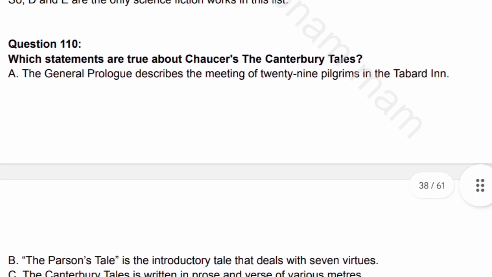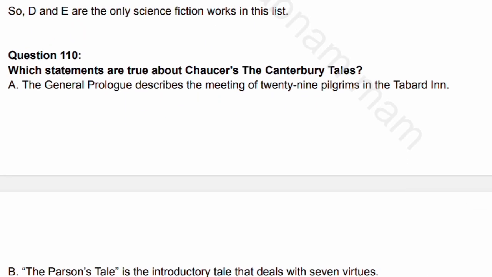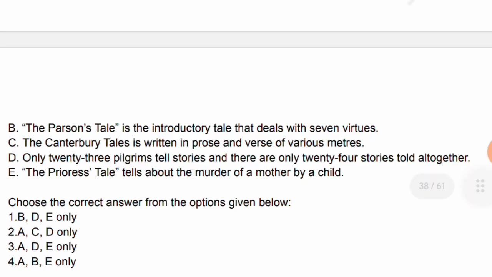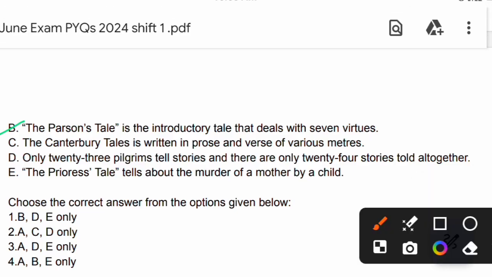Question number 110 you have, which statements are true about Chaucer's The Canterbury Tales? The general prologue describes the meeting of 29 pilgrims in the Tabard Inn. Second option you have the Parson's Tale. The Parson's Tale is the introductory tale that deals with seven virtues. The Canterbury Tales is written in prose and verse of various meters. Only 23 pilgrims tell stories and there are only 24 stories told together. The Prioress's Tale tells about the murder of a mother by a child.